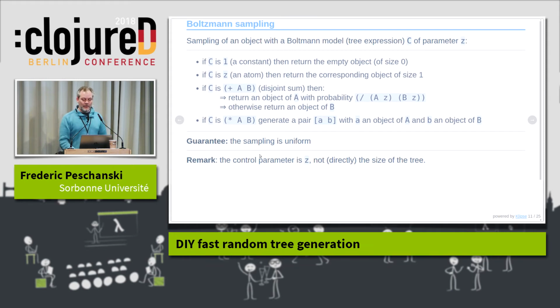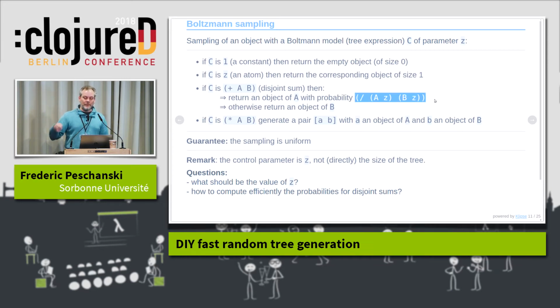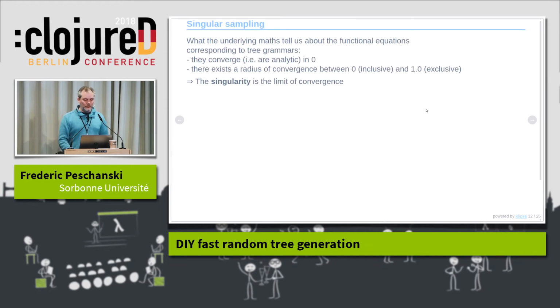So the problem is our control parameter in the Boltzmann sampling. How do you control this parameter? What should be the value of Z in the algorithm? And also, there is some computation to do. You have to remember it's iterative, it's recursive, let's say. And so I will show you a very nice pre-computation where all the probabilities are computed before you start to generate the tree. So let's go into the details. For the choice of Z, we will use something called singular sampling. I will talk about singularity, the next version of ourselves. No, it will be a simpler version.